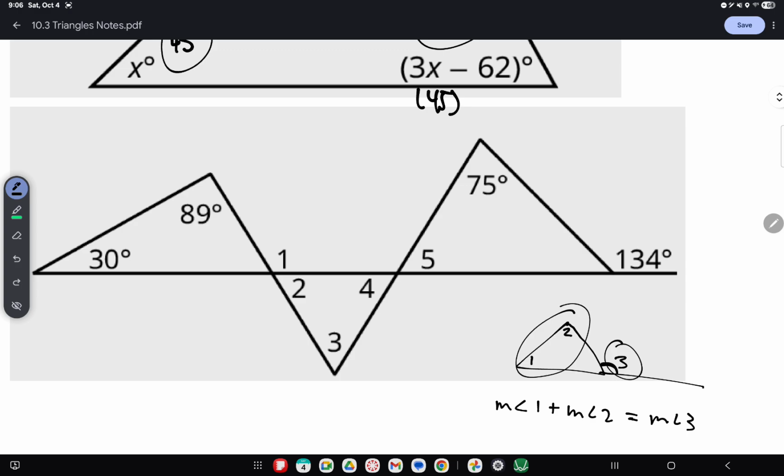If you don't remember that, we can work a little backwards, because the measure of angle 1 is going to be 30 plus 89. So that's going to be 119.